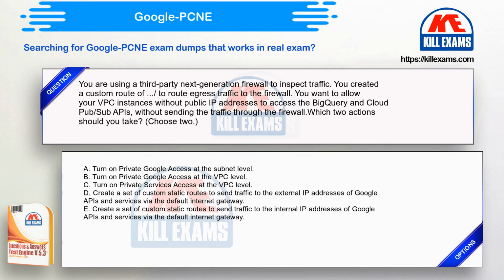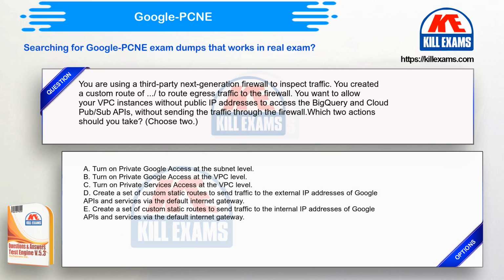Choose 2. Option A. Turn on private Google access at the subnet level. Option B. Turn on private Google access at the VPC level. Option C. Turn on private services access at the VPC level.